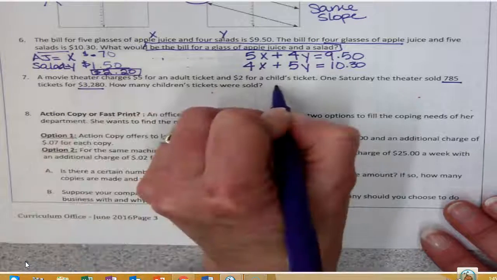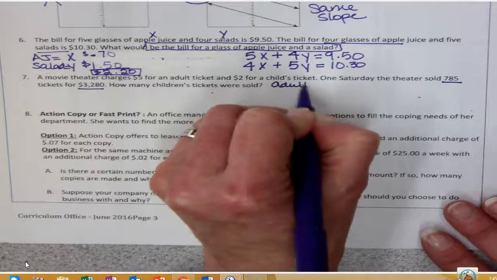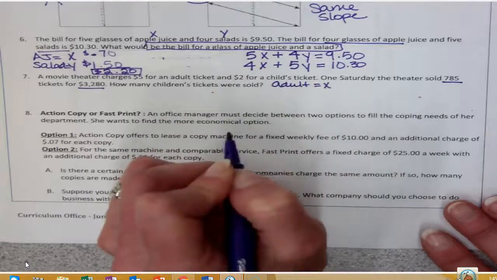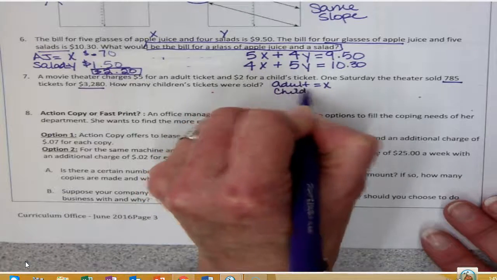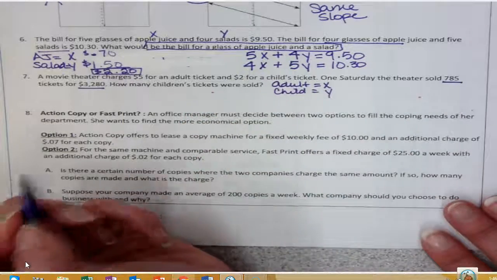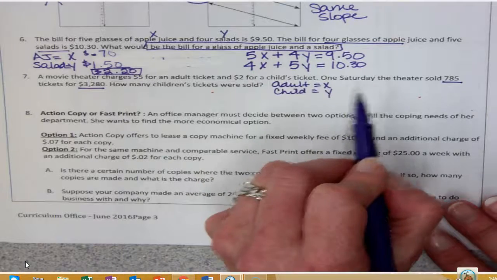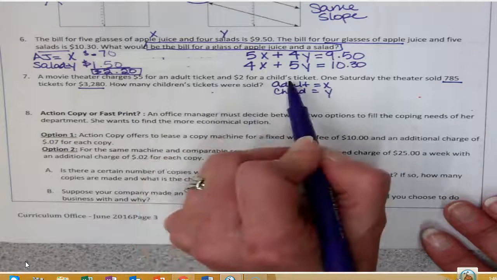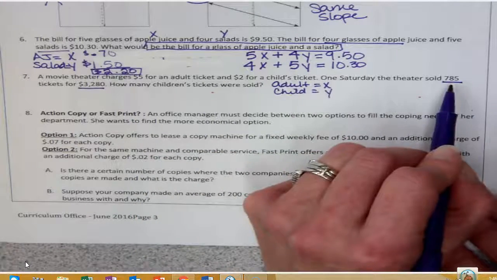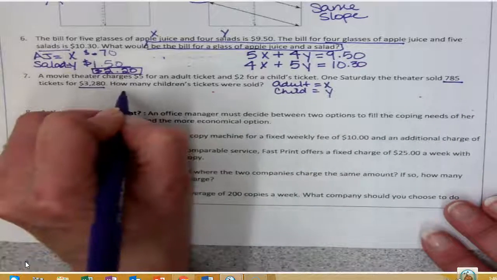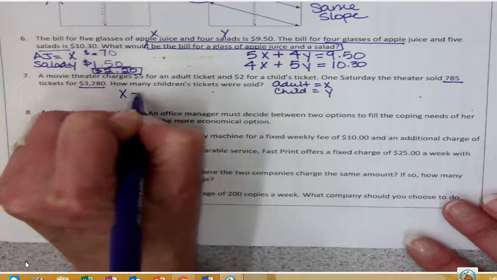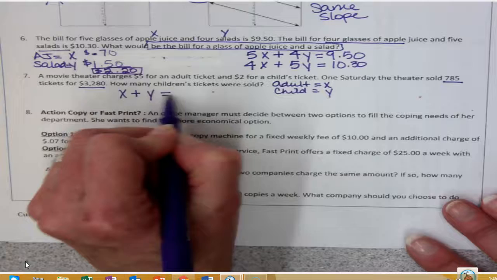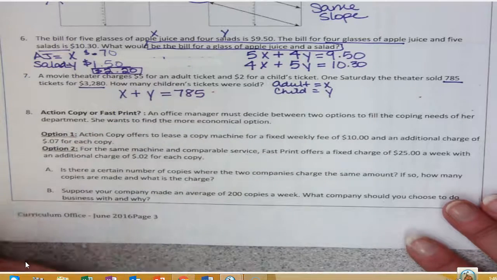So, if we take adult tickets and designate them as our X, and we take child tickets and designate them as our Y, we know two things. We know one thing is that when we add the number of adult tickets plus the number of children tickets, we're going to get 785. So one of our equations is going to be X, the number of adult tickets, plus Y, the number of child tickets, is going to equal 785.